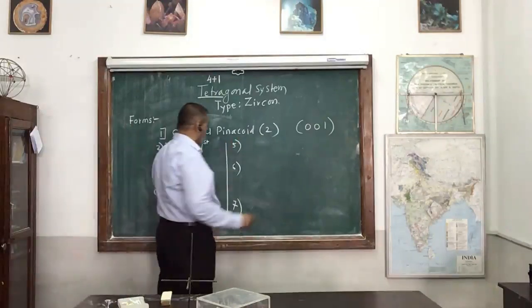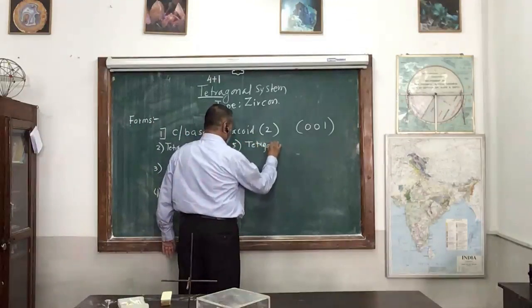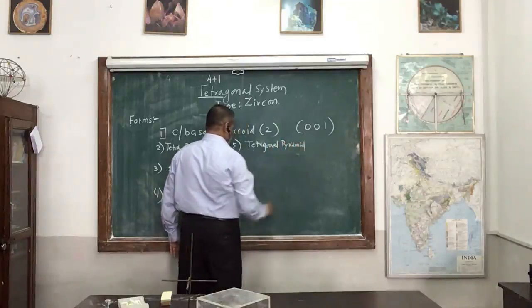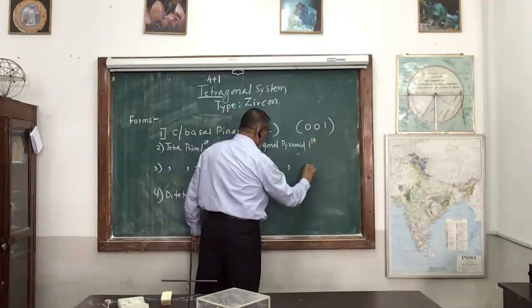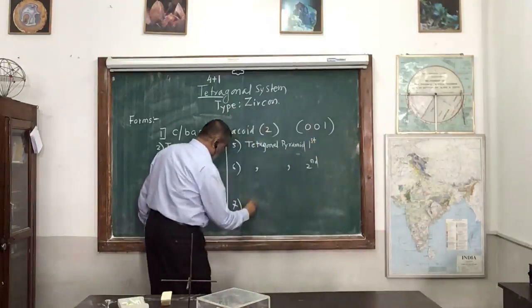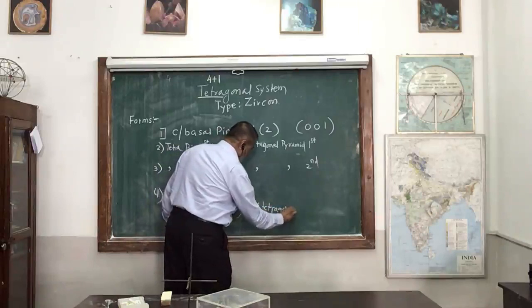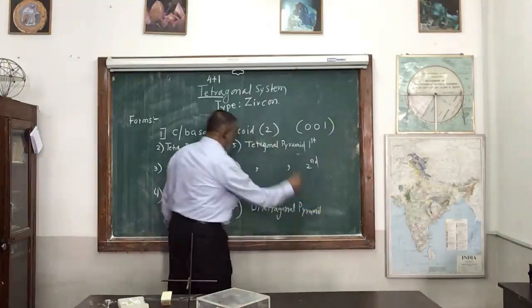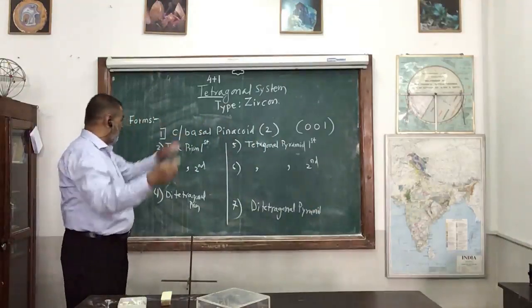Similarly, on this side, we will write tetragonal pyramid, first order; then tetragonal pyramid, second order; then we have ditetragonal pyramid. Yes, so this is the comparison. You can easily get the idea of how this will be.